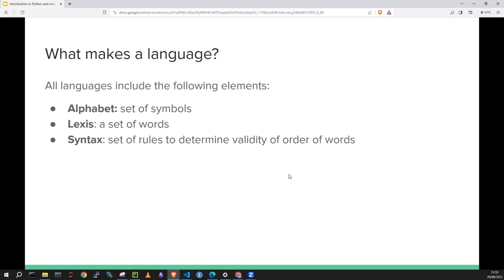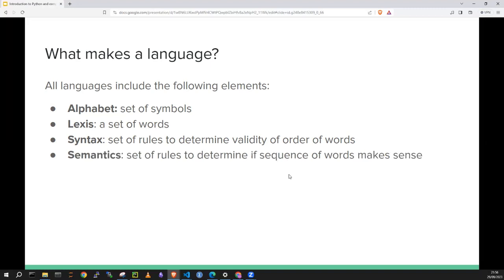And then you have the syntax. The syntax is the set of rules used to determine if a sequence or string of words is valid. And finally, semantics. Semantics is another set of rules to determine if the sequence of words makes sense. It can be syntactically correct; however, semantically, does this make sense? No, it doesn't, or yes, it does. That's the whole purpose of semantics. If you have all of these four components, you will get a language.